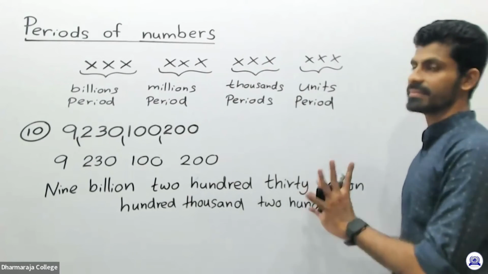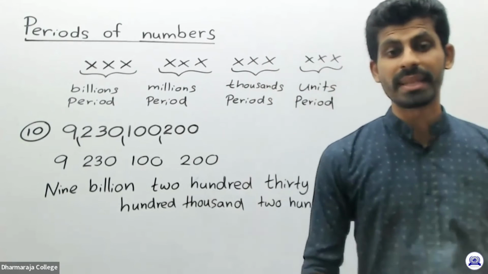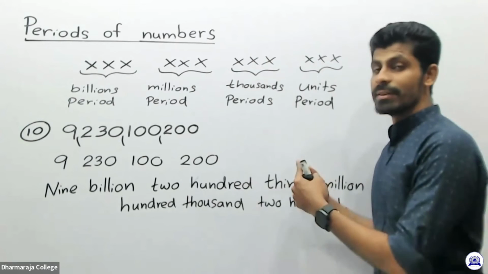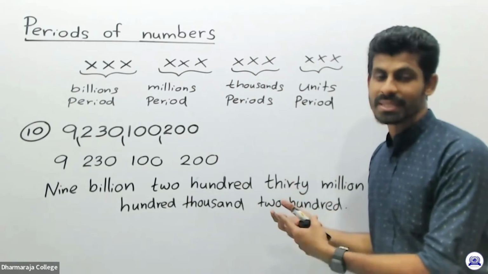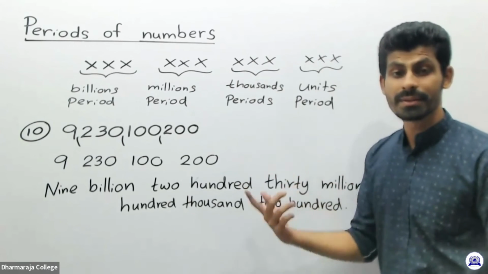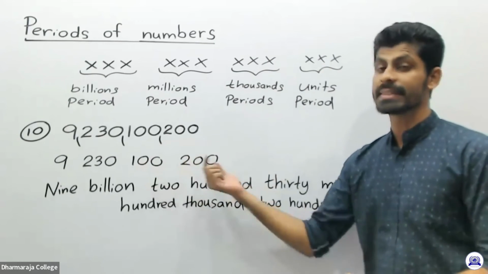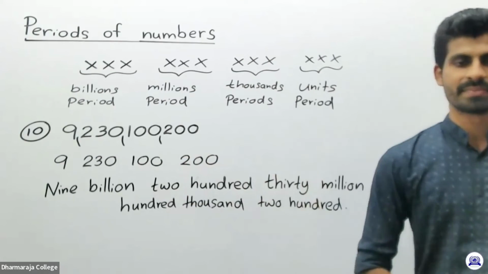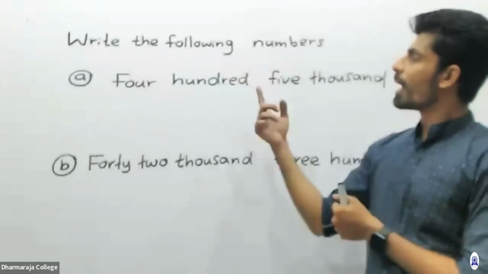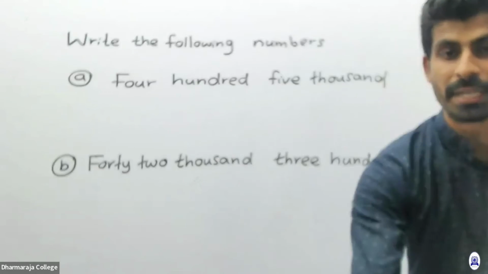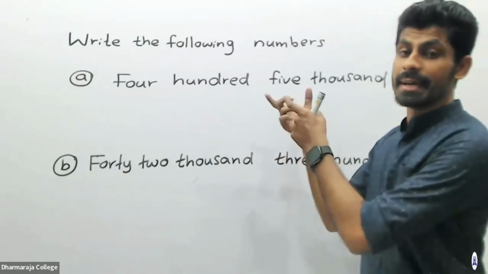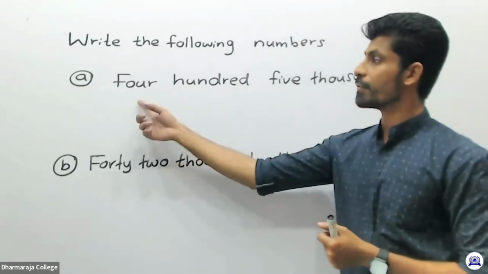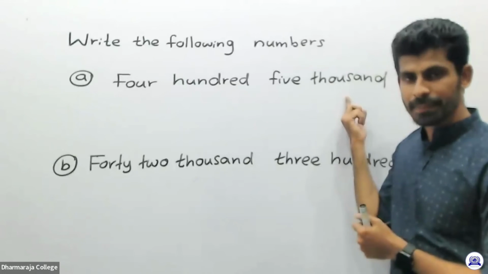Right, okay. That's all. Then quickly move to the last part of the session. Then we need to do the opposite one. Opposite one means they are giving the name of that number, and we need to write down the numbers. Write the following numbers: 400, 5,000.